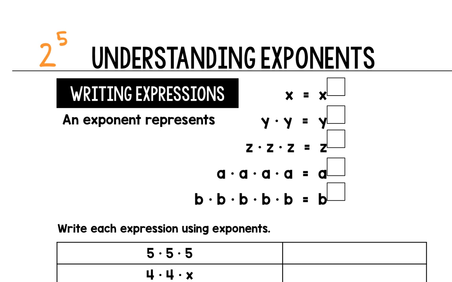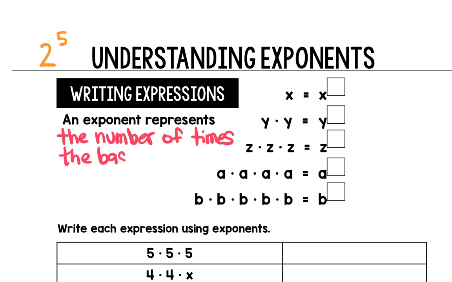So let's write that down. An exponent represents the number of times the base, this is the base right here, this 2 in this example, is multiplied by itself. Multiplied.